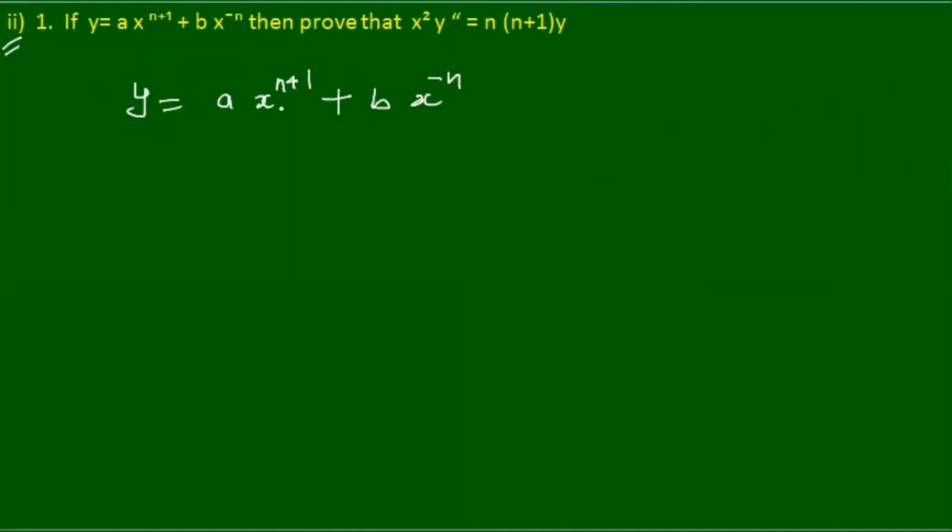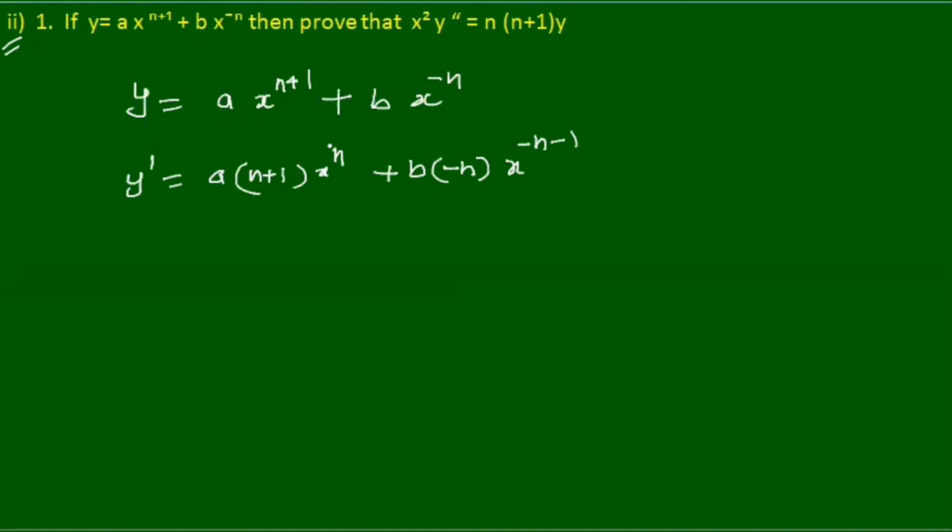Okay. So what is y dash? a is constant, x to the power of n plus 1 derivative is n plus 1 into x to the power of n plus 1 minus 1, that is n, plus b into minus n into x to the power of minus n minus 1. Next we'll go for the second order derivative here.